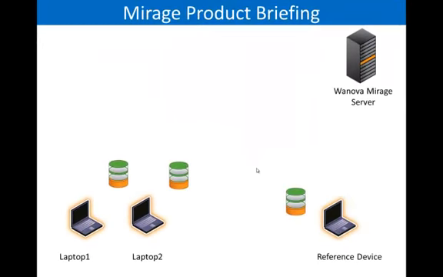Now, another layer of what the product does is base image management. So here we've got the same two laptops with their CVD images. We've got the Wanova Mirage server. We've now got this reference device down the bottom right. And this is basically our gold image.